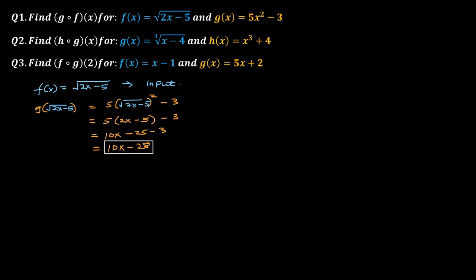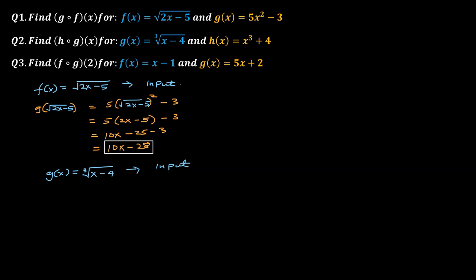So let's move on to question number 2. We go ahead and find h of g of x, for g of x equals the cube root of x minus 4 and h of x equals x cubed plus 4. So the inner function is g of x, which equals the cube root of x minus 4. So this becomes our input.